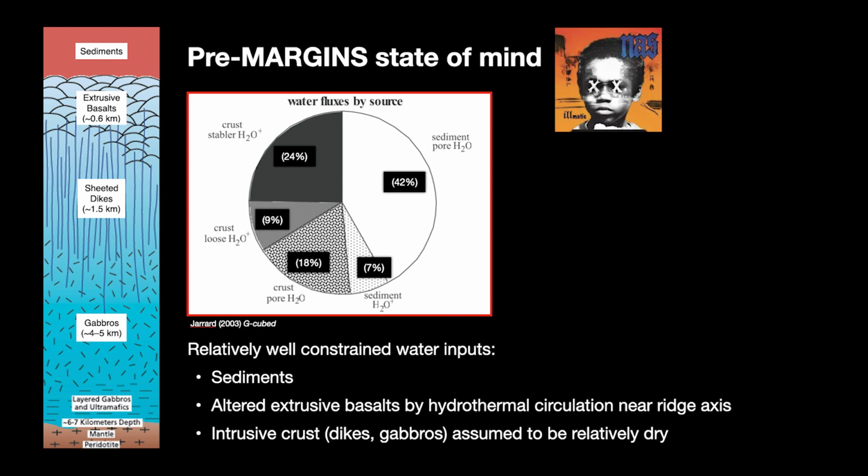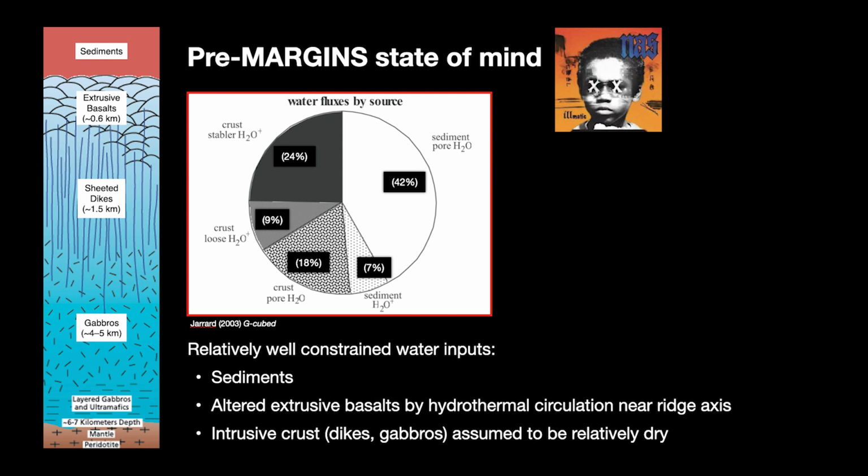Everything happens at a mid-ocean ridge. You have altered oceanic crust because you have the hot water circulating right through the extrusive crust. That adds hydrous minerals. Eventually, the plate gets old enough, it cools down, it stops doing that. So you have some amount of hydrous minerals, some amount of pore water in your extrusive crust, plus whatever sediments have settled that are then subducted.